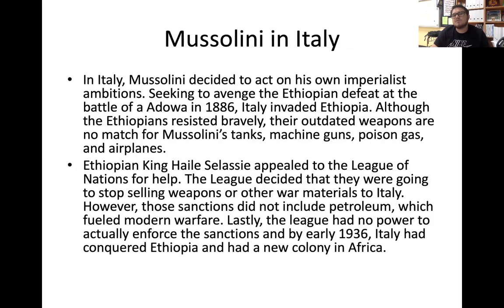So let's talk about Italy, specifically Mussolini. In Italy, Mussolini decided to act on his own imperialist ambitions. Seeking to avenge the Ethiopian defeat at the Battle of Adowa in 1886, Italy invaded Ethiopia. Although the Ethiopians resisted bravely, their outdated weapons were no match for Mussolini's tanks, machine guns, poison gas, and airplanes. Ethiopian King Haile Selassie appealed to the League of Nations for help. The League decided that they were going to stop selling weapons or other war materials to Italy. However, those sanctions did not include petroleum, which fueled modern warfare. Lastly, the League had no power to actually enforce those sanctions at all. And by early 1936, Italy had conquered Ethiopia and had a new colony in Africa.